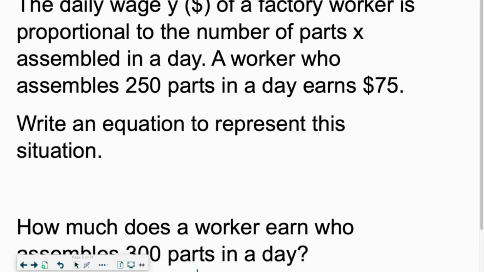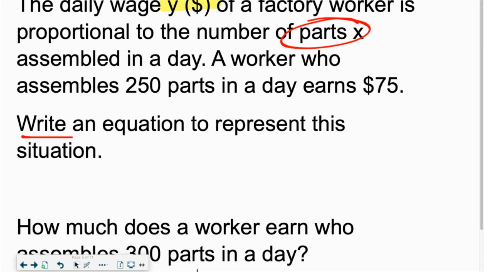The daily wage of a factory worker is Y, so that's how much money they make. Again, highlight it, circle it if you want to, or don't. Is proportional to the number of parts X assembled in a day. Normally, they would give you an equation. A worker who assembles 250 parts in a day earns $75.